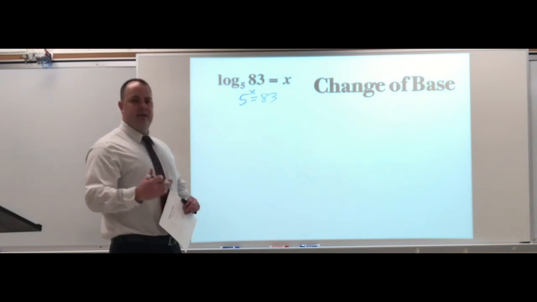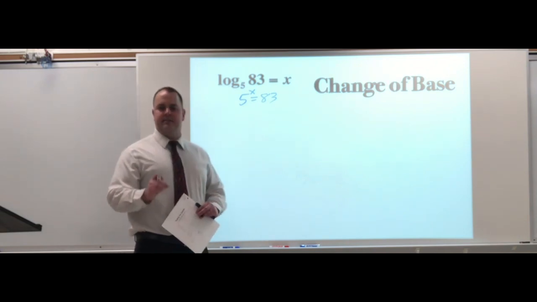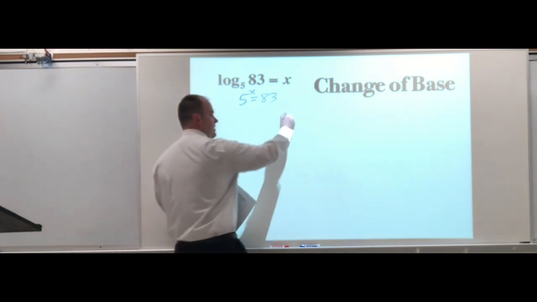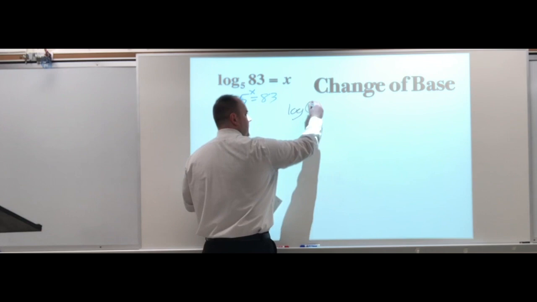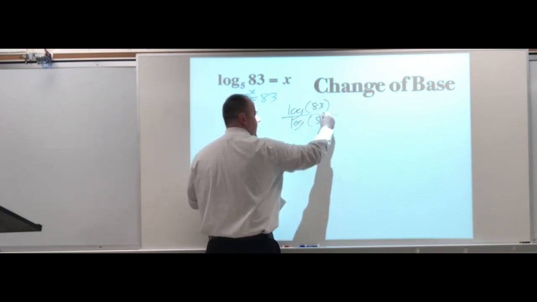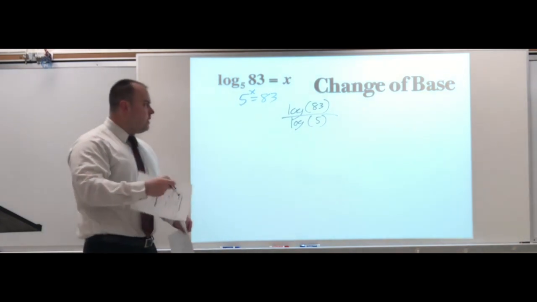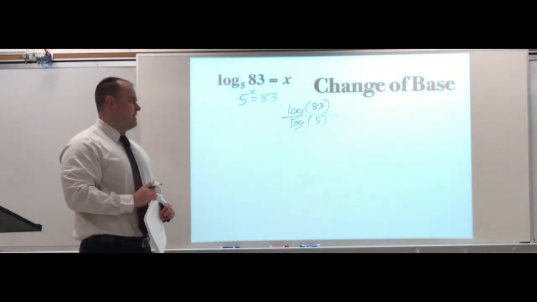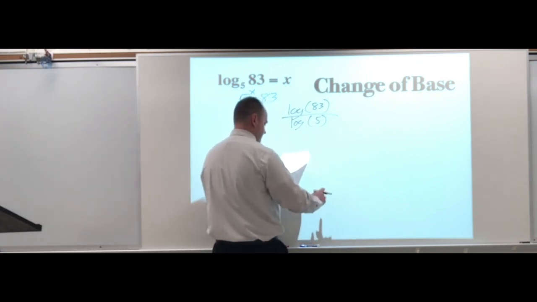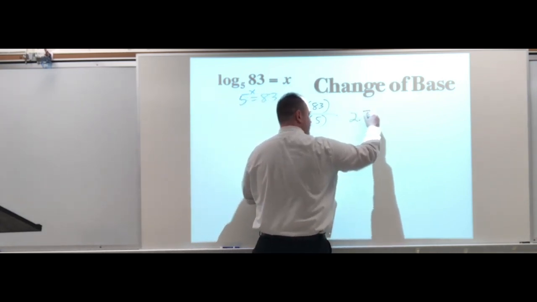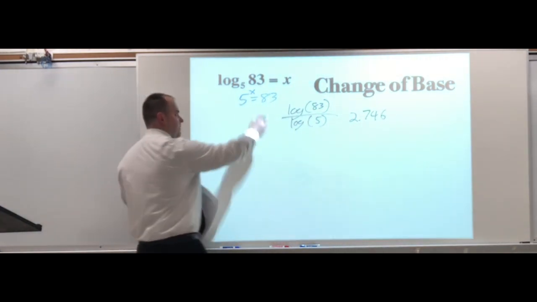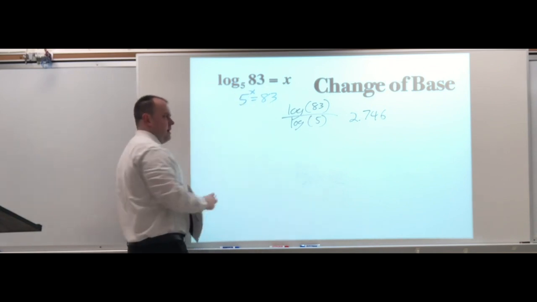What it is, it's a division of the log functions. Everyone has the log button on their calculator, should be on your left-hand side. And a quick division problem: log of 83 divided by log of 5. Okay? We're dividing the log of the whole number by the log of the base, and that should give us, in this case, 2.746. Okay? So again, it's the log of the whole number divided by the log of the base.